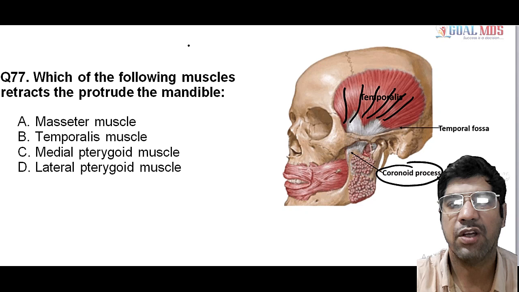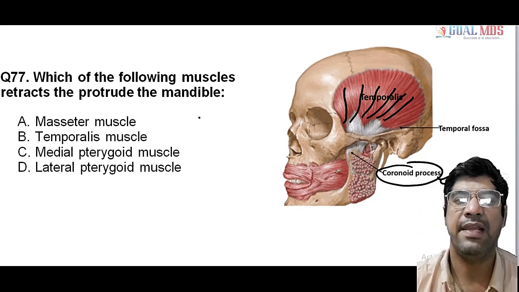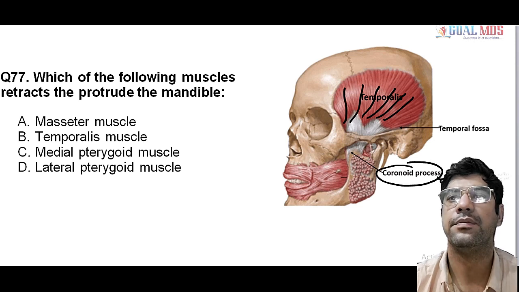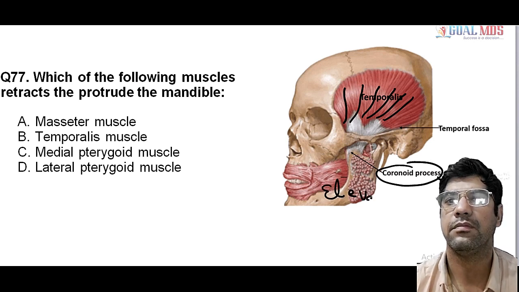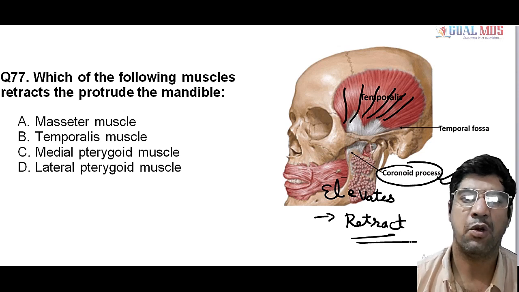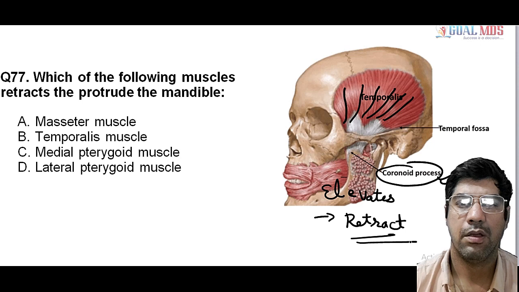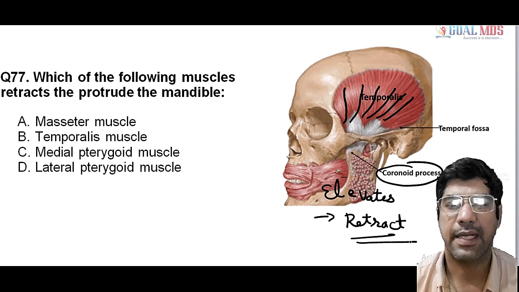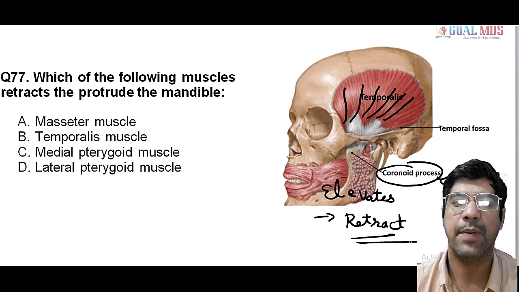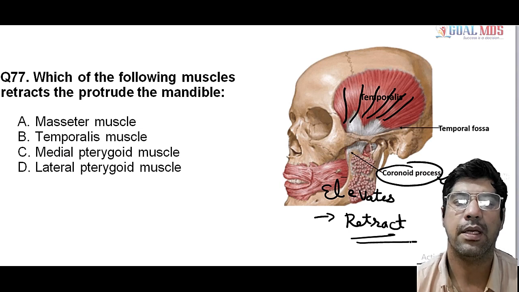So what are the actions of the temporalis muscle? The first is the elevation of the mandible, and the other is retracting the protruded mandible. So it helps in closing the jaw by elevating the mandible, and it also helps in retracting the mandible, that is, it helps to pull the jawbone backward.